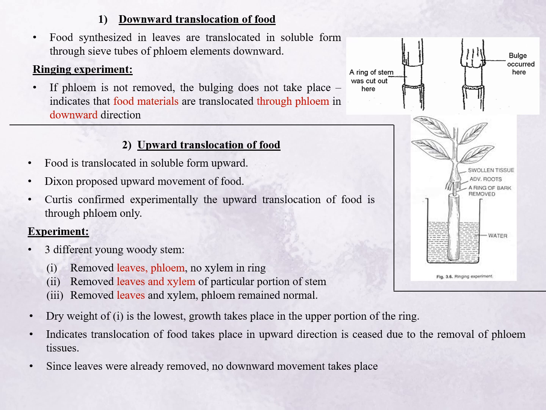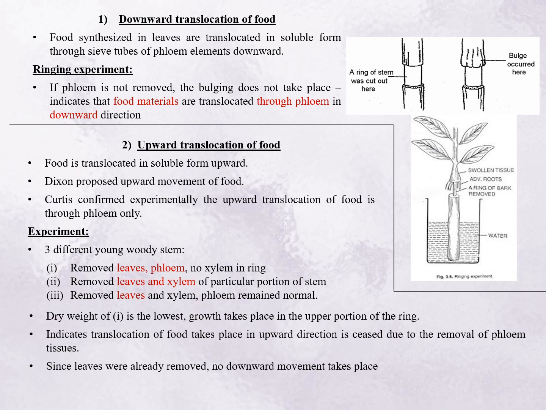Another experiment was done by Dixon to show the upward translocation of food. In his experiment, he considered three different woody stems where he removed the leaves and phloem in the first case, in the second case leaves and xylem were removed, and in the third case leaves were removed while the xylem and phloem remained normal. After a few days, these three plants were cut out and dried, and then the dry weight was considered.